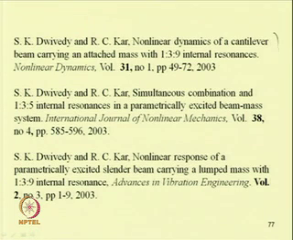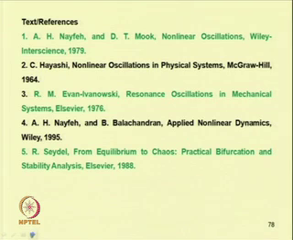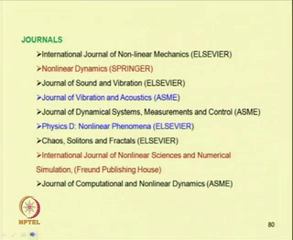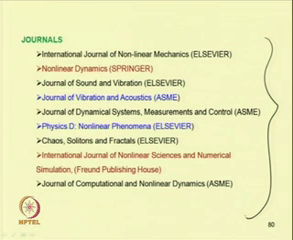These papers may also be referred to for further study on 3:1:3:5 internal resonance or 1:3:9 internal resonance. Already these textbooks were shown in the first class of the course. So, one can refer to all these things, and in addition one can refer to the journal papers or the journals for further study.